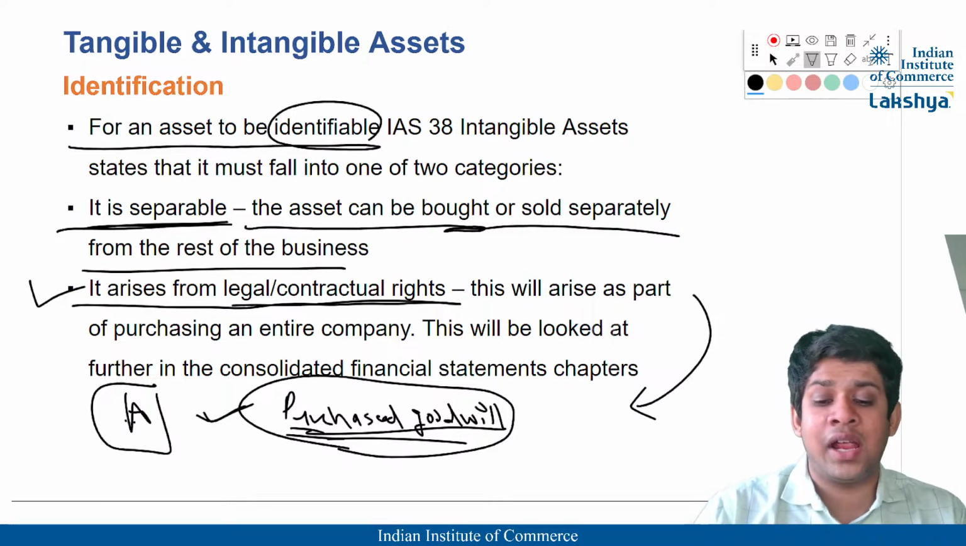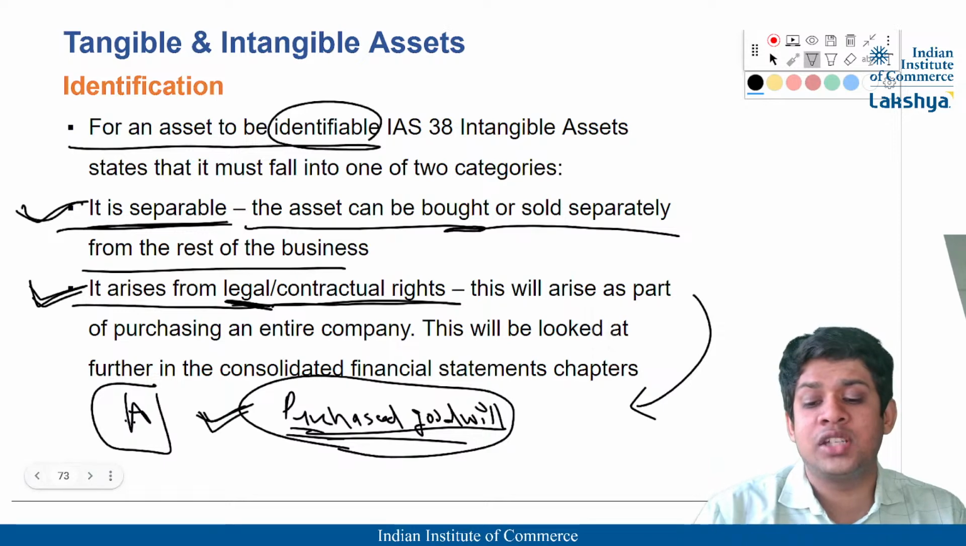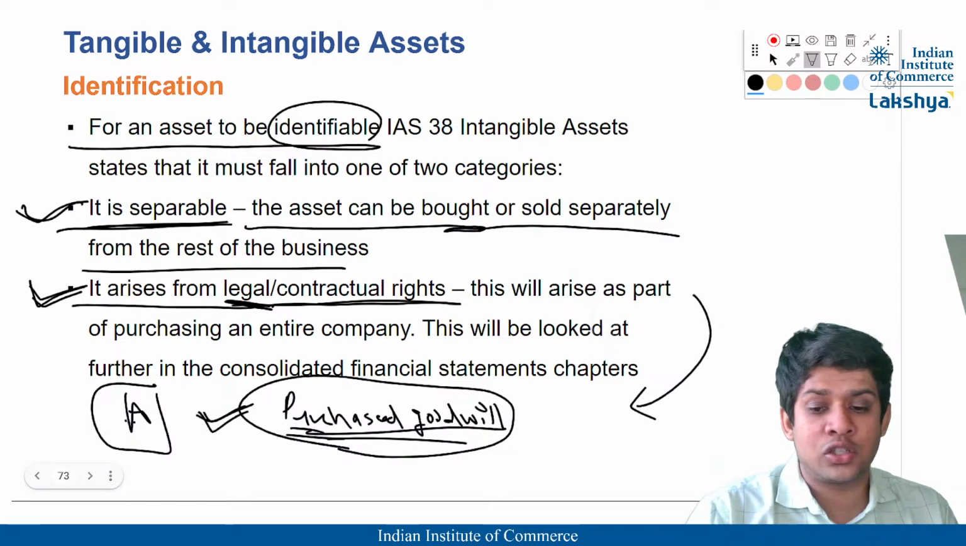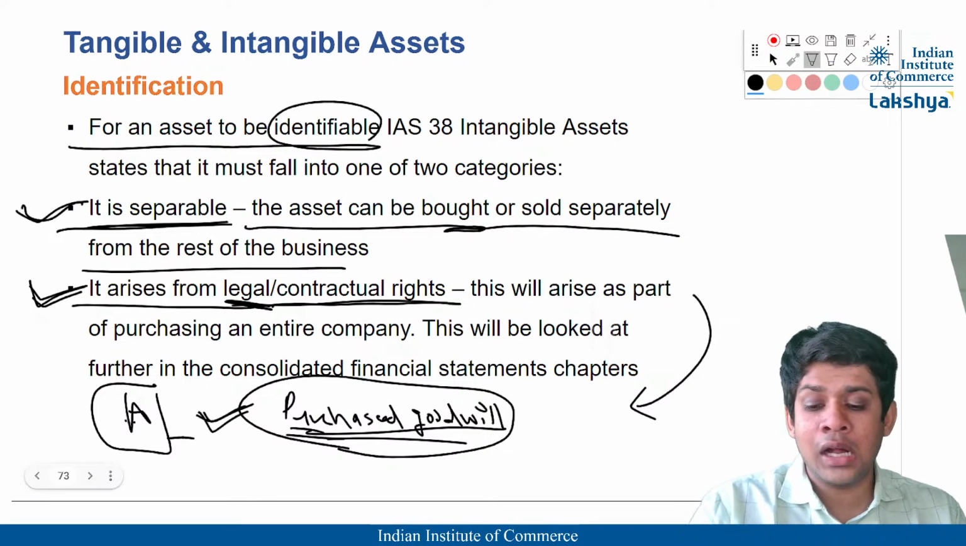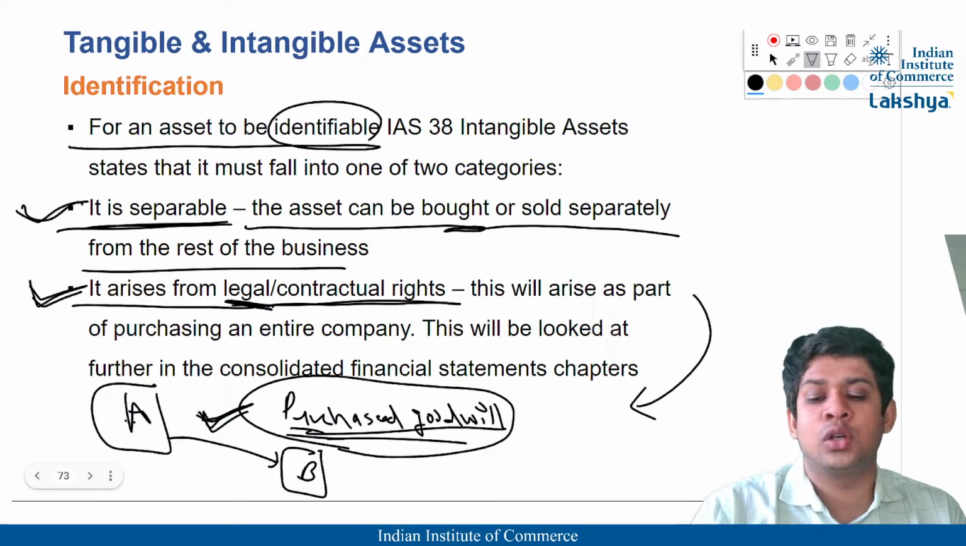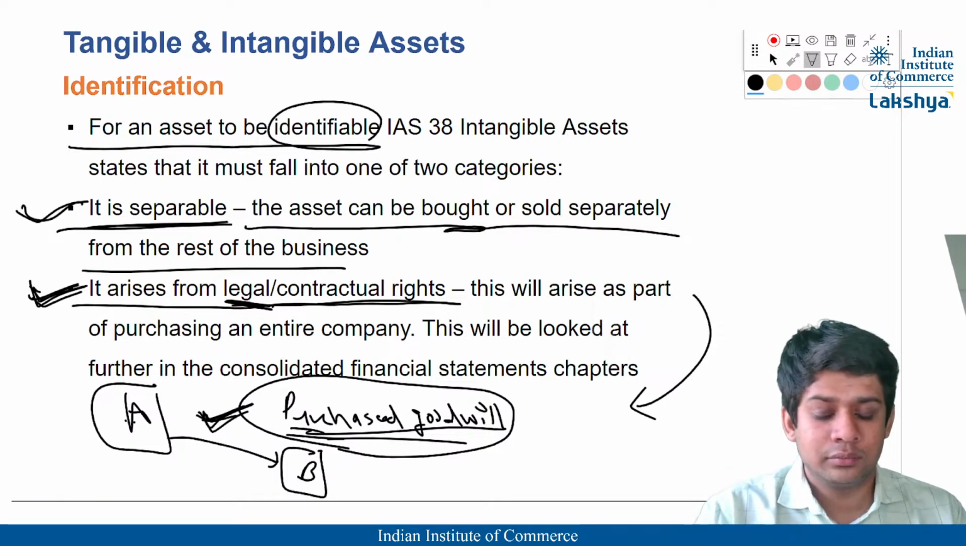So it can either be separable, or it may arise due to legal and contractual rights. And obviously the purchase goodwill arises due to legal and contractual rights, because only when company A purchases company B will this purchase goodwill come into existence, right? So this is also an intangible asset because it is meeting the second criterion for identifiability.